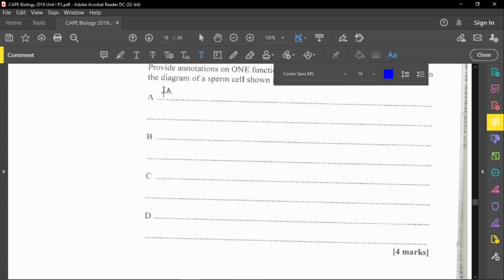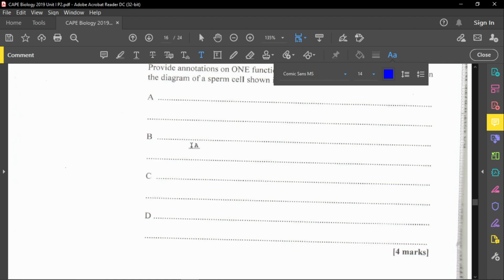And so let's talk about the head. The head here contains enzymes. The head actually has a number of functions, right? But it said one function. And so I'm going to mention as much as I possibly can as I go along. But in the interest of time, I want to move fast as well.